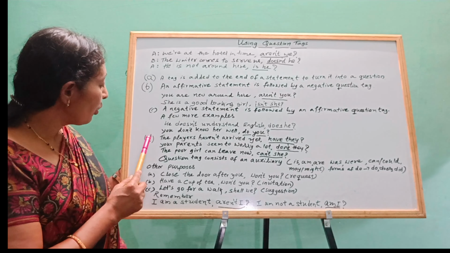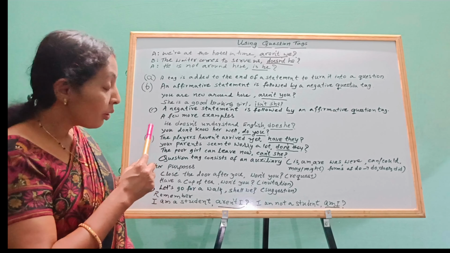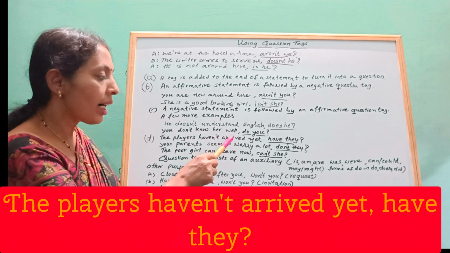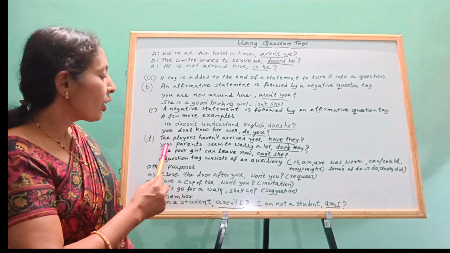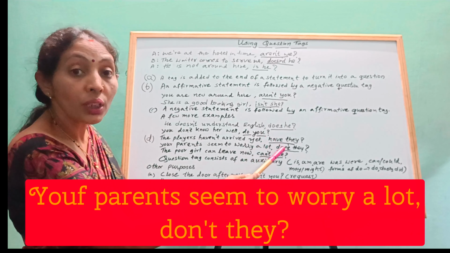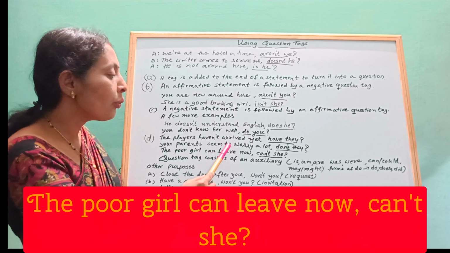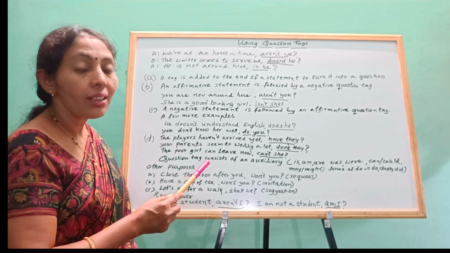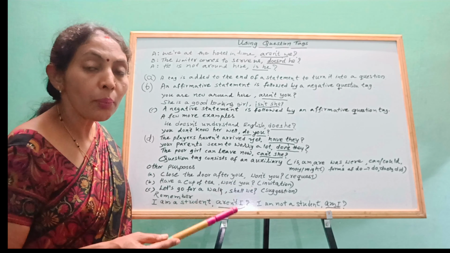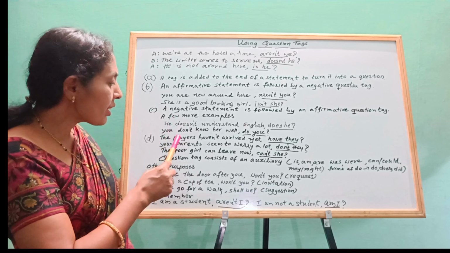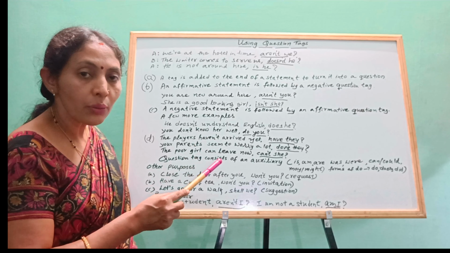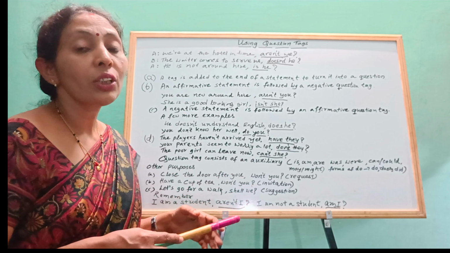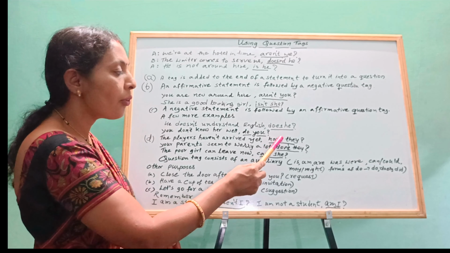Now check rule D. To know this rule, we must study these sentences. The players haven't arrived yet, have they? Your parents seem to worry a lot, don't they? The poor girl can leave now, can't she? You might have noticed here some auxiliary verbs, means helping verbs. In the first sentence, have is an auxiliary verb. So we must take have to make the question tag. So it becomes have they.